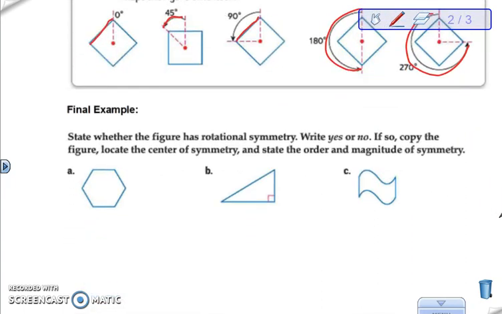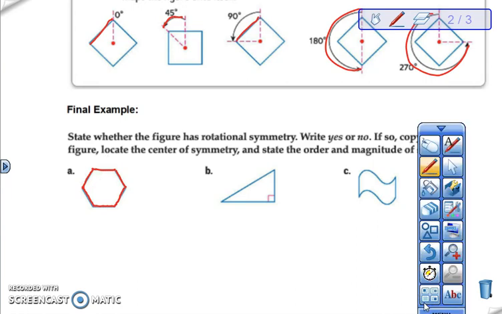So if we look at these three shapes, we have a hexagon, a triangle, and then just sort of a general figure. We need to figure out whether or not they have rotational symmetry. So to do that, what I'm going to do is trace the figure first. And then what I'm going to do is copy the image, and I'm going to rotate it around to see if it ever overlaps with the figure again. And I notice right here it does.